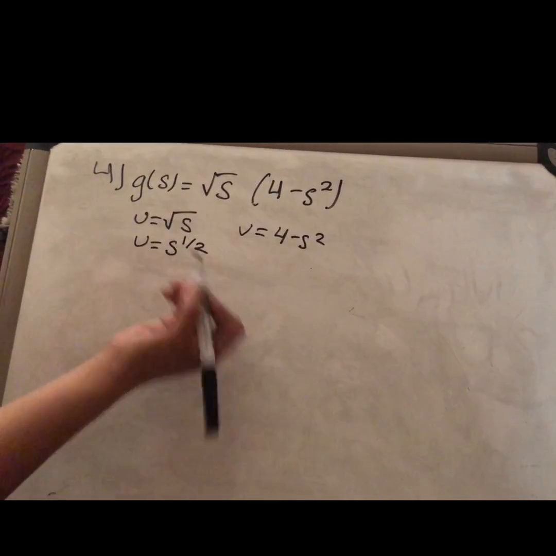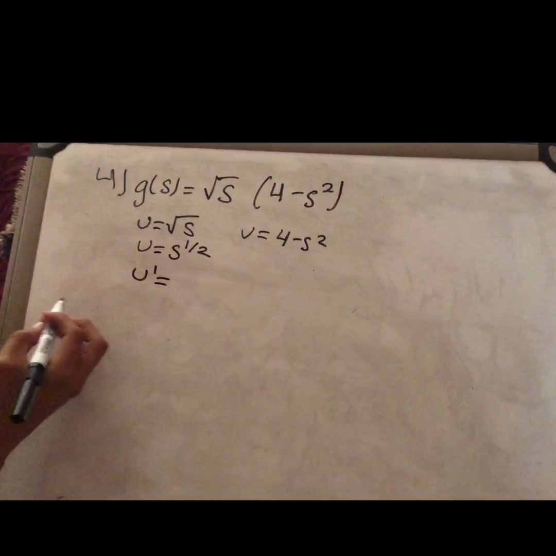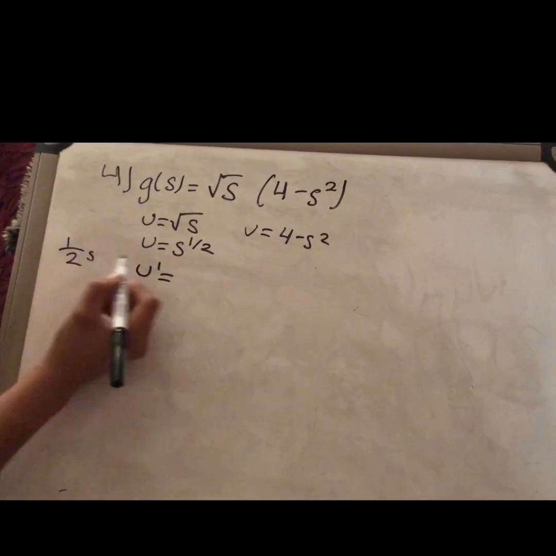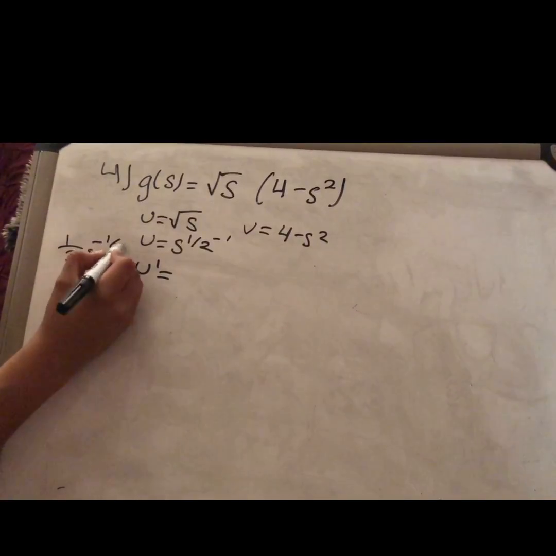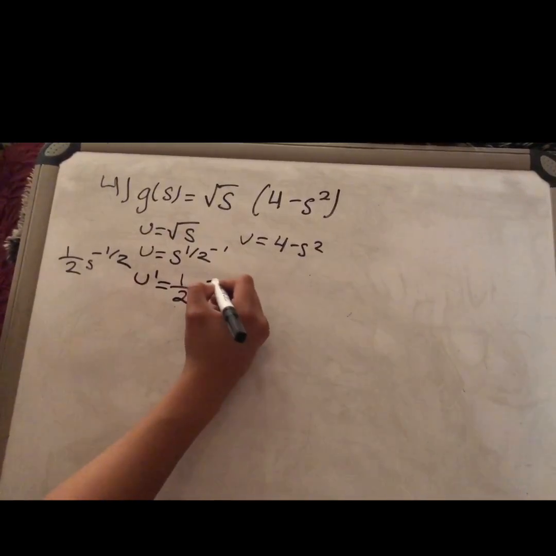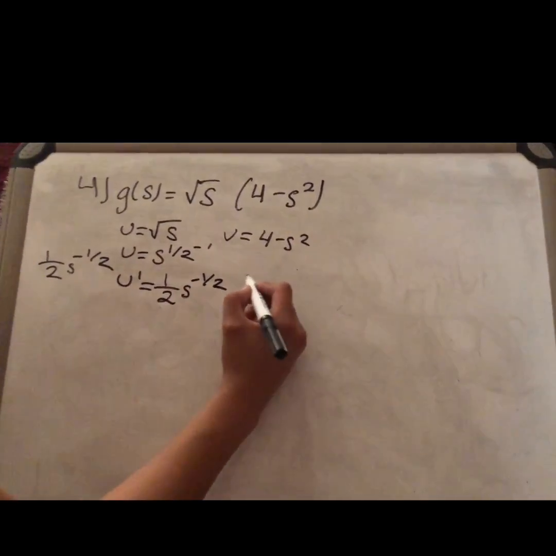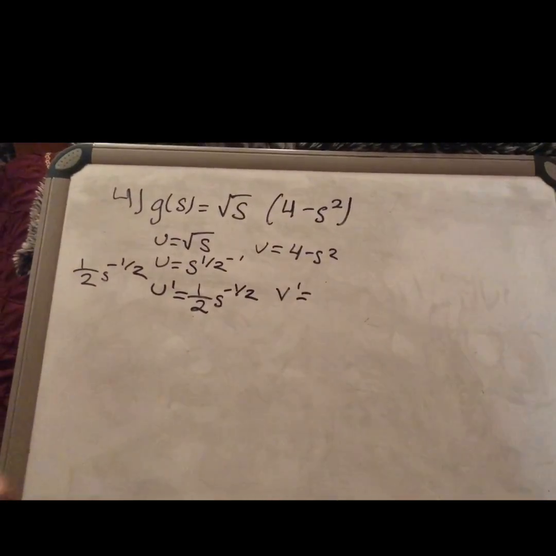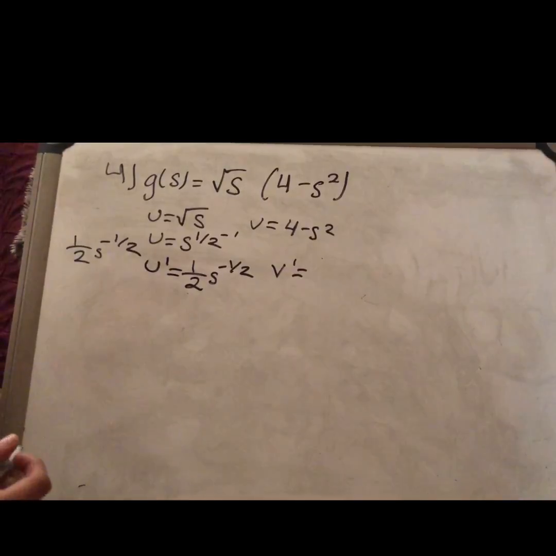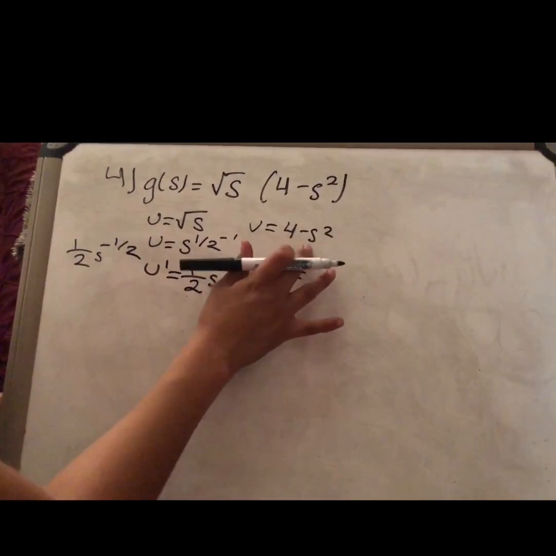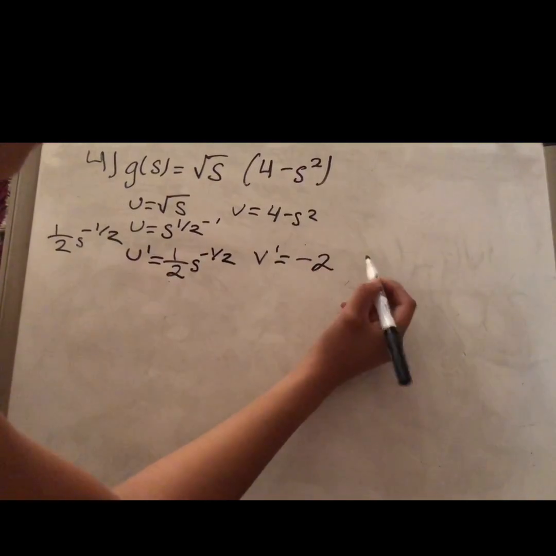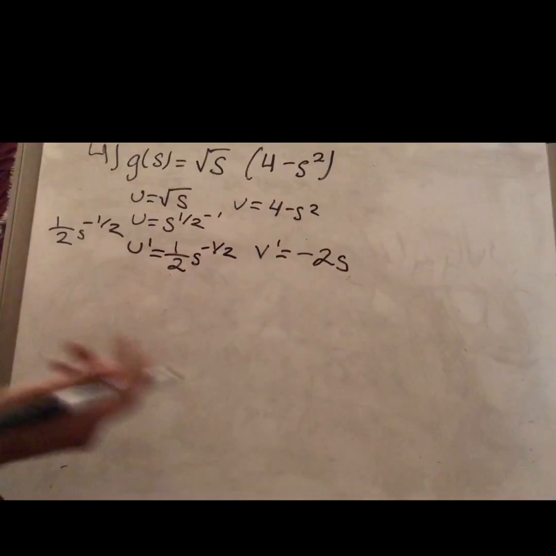So now you can find your derivative, which would be 1/2 s to the minus 1/2, so it would be negative 1/2, right? So it would be 1 over 2 s to the 1/2. So then your v prime for number 4: the 4 is a constant, so it would be 0. So now you would just have to deal with negative s squared. So you would put negative 2s, and then it's 1, so you just leave it like that.